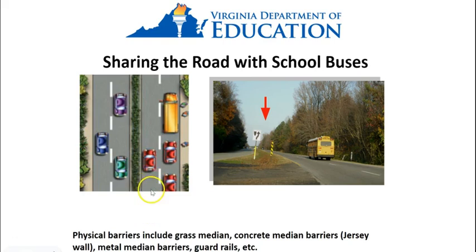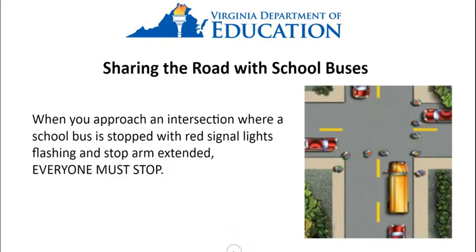If there is a physical barrier, a median, or a divided highway, you do not need to stop for a school bus with its lights on. That's the only time you don't need to stop for them. When you approach an intersection where a school bus is stopped, if you are one of these 3 red cars, you must stop until everything gets out. The school bus controls that intersection.